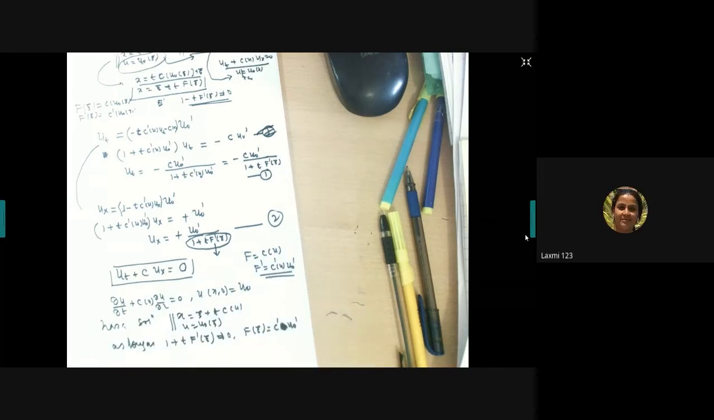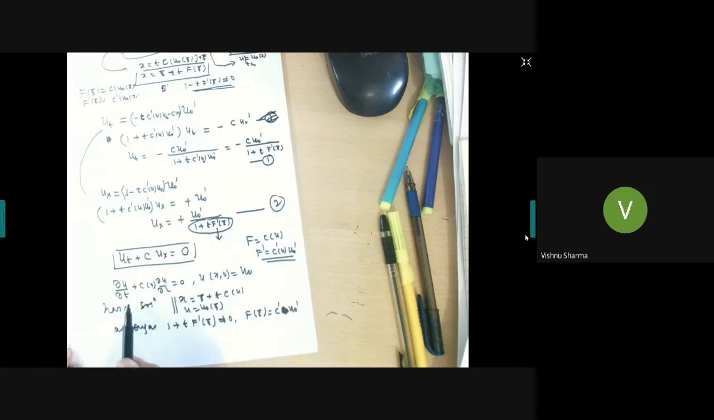So a remarkable result, that this differential equation has a solution of this kind, or in other words, u as a function of u naught, which is your x minus t times c of u. Same thing, either I write in this form or in this form. This is the implicit form of the solution, as long as this is different from 0. What is f prime? F prime is this. Let us see physically what it means.